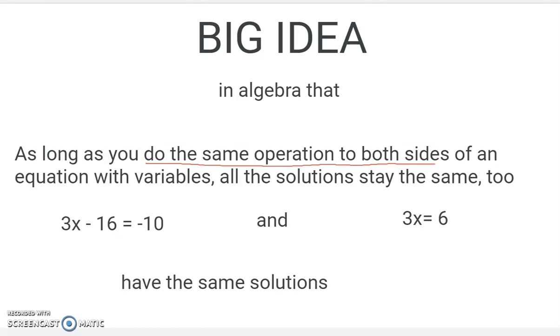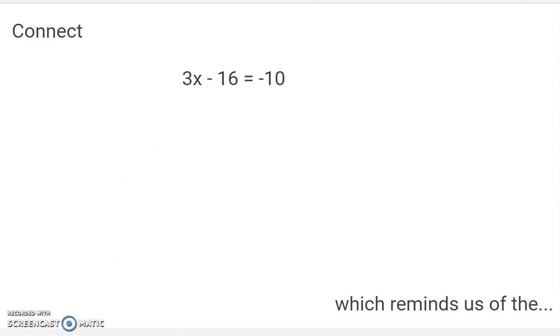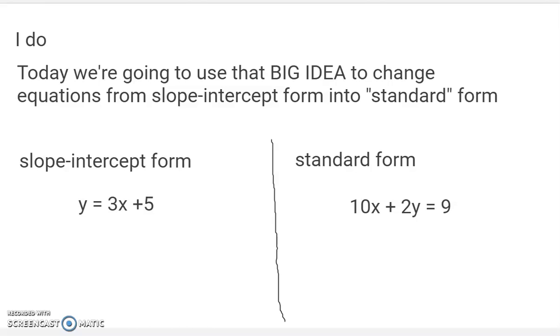So we did things like figure out both sides, do the same thing to both sides. This goes away. This becomes 6, and I end up with 3x equals 6. And that is very easy to find the solution of. That is x equals 2. Right? And if x equals 2 in this equation, then x equals 2 in this equation. And so we could do things to make an equation simpler to solve by doing the same thing on both sides. We're going to kind of use that idea today too. I already did that on the last page. So we're going to use this big idea to change equations from slope-intercept form to another form called standard form.